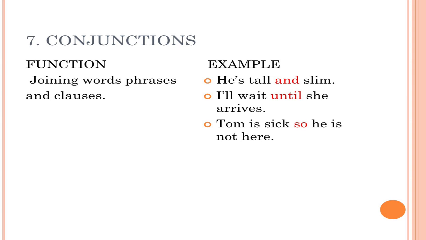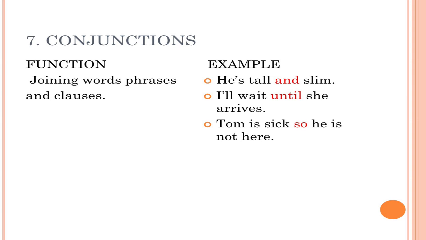2. I'll wait until she arrives. Until here is a conjunction, though it's a subordinating conjunction here. You'll get to know that better in subsequent classes. A subordinating conjunction indicating the extent to which the person is willing to wait.